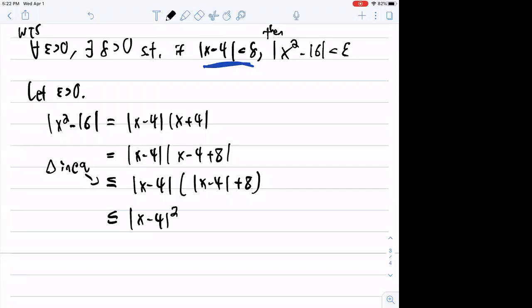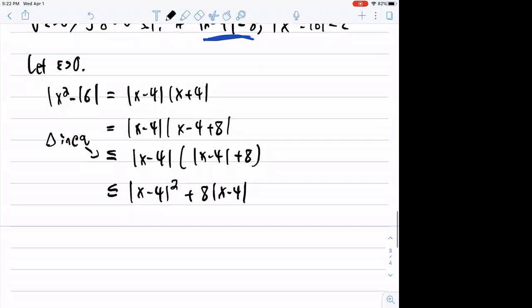So now you could bound these two things, right? So ideally we're done, because if I can make x minus 4 small, I can make x minus 4 squared small. But let's try to do this rigorously. The best way is to consider two cases, because if you square something, numbers below 1 and bigger than 1 behave differently.